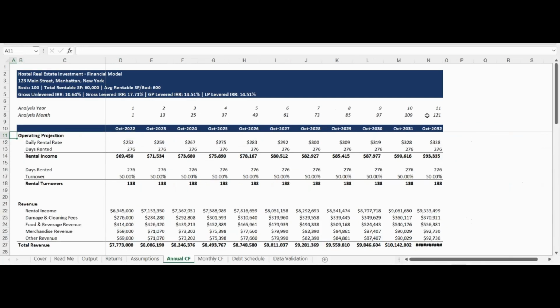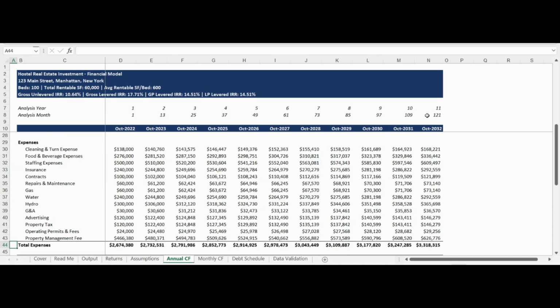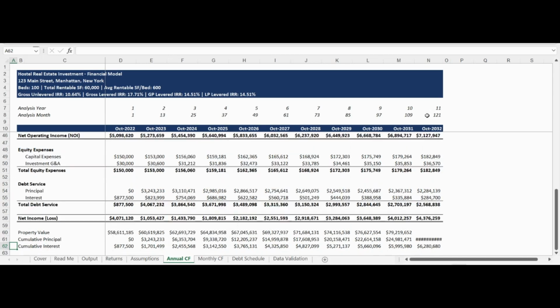The annual pro forma cash flow tab takes the monthly pro forma cash flow and consolidates it into annual totals. This tab calculates the average annual nightly rental rate, total annual rentals, and total annual turnovers. The pro forma income statement works from revenue down to net operating income down to net cash flow to equity. A tracking of cumulative principal and interest as well as the pro forma property value is provided below the income statement.